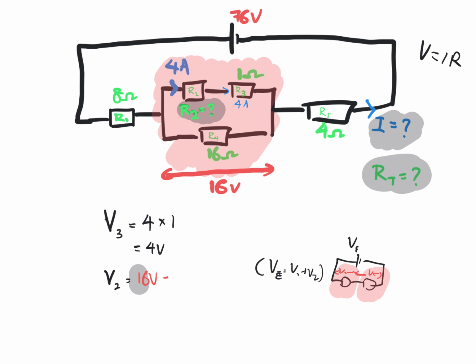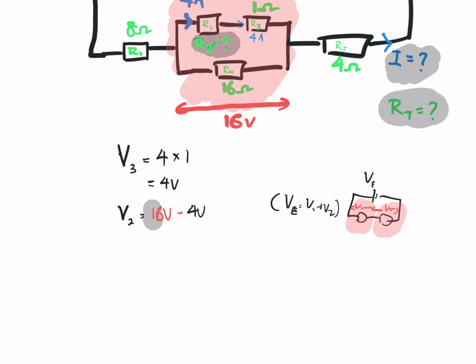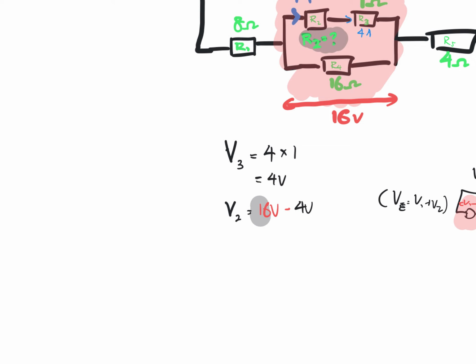That would be 4 volts. Okay, now if that confuses a bit, instead of writing this, I could have written 16 volts is equal to V2 plus V3, which in actual fact, you found, 16 is equal to V2 plus 4. That's why I have this. It gives me 12 volts.